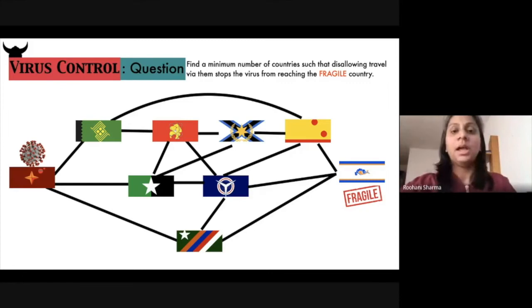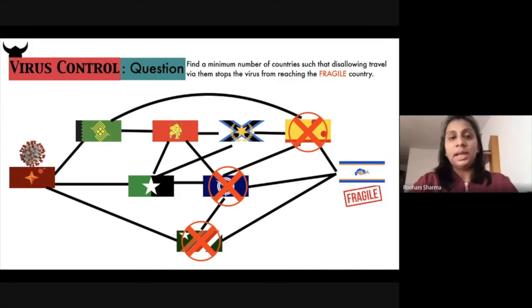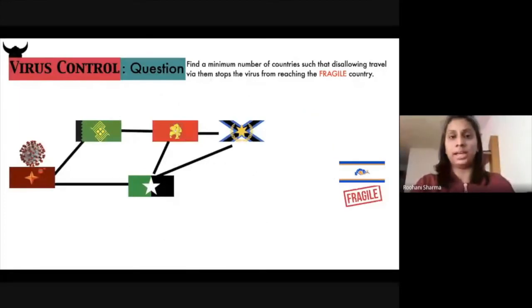For example, in this case, if I close the borders of the countries marked with a cross, it's not difficult to see that the virus cannot reach the fragile vertex. When I say close borders, I mean we close all inbound and outbound flights to and from these countries. So when we close these borders, these countries just disappear together with their connections, and now it's easy to see that if the virus is here, the virus can spread only to these countries and will never reach the fragile country. So this is the problem at hand that we want to discuss.